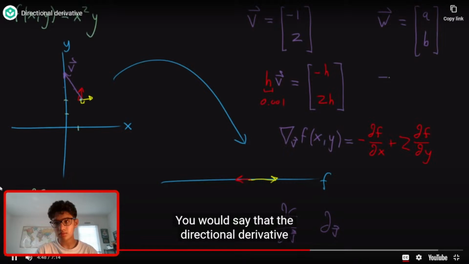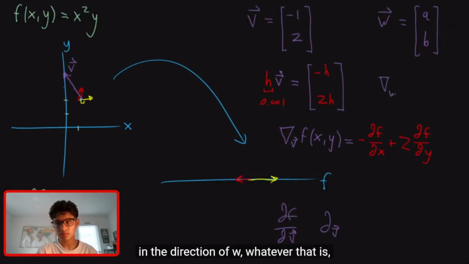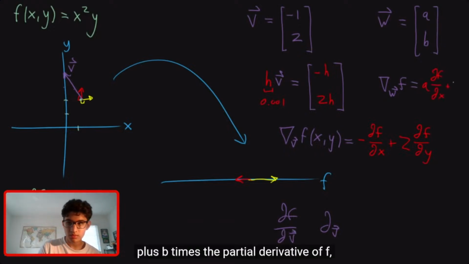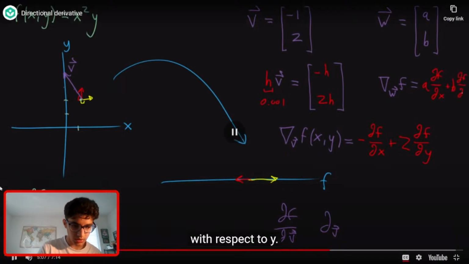With numbers, you would say that the directional derivative in the direction of w, whatever that is, of f, is equal to a times the partial derivative of f with respect to x, plus b times the partial derivative of f with respect to y.